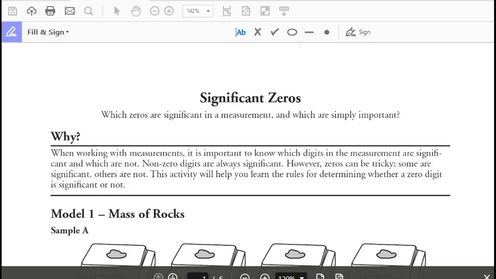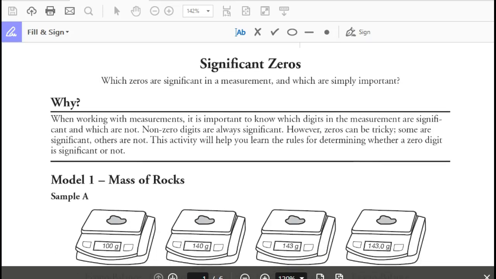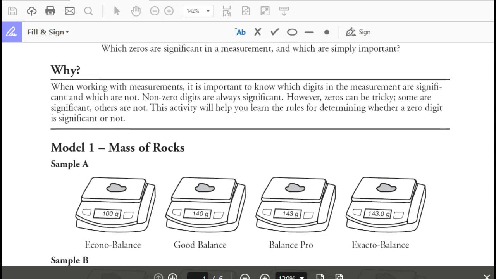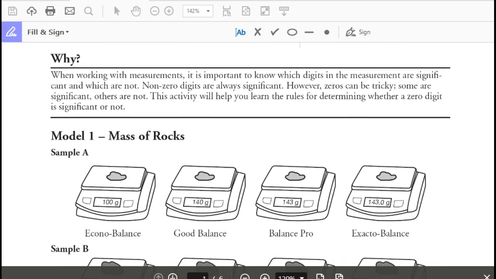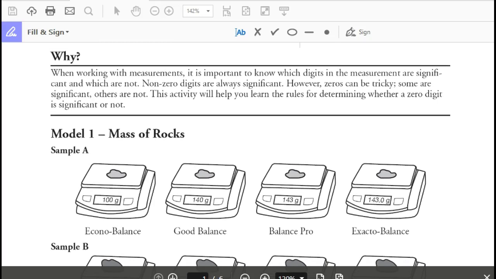Okay, now we're going to go over the significant zeros. POCL, remember pause and fast forward is needed before you get to the practice questions, so make sure you check all your work. It says when working with measurements, it is important to know which digits in the measurement are significant, which ones are not. Non-zero digits are always significant.